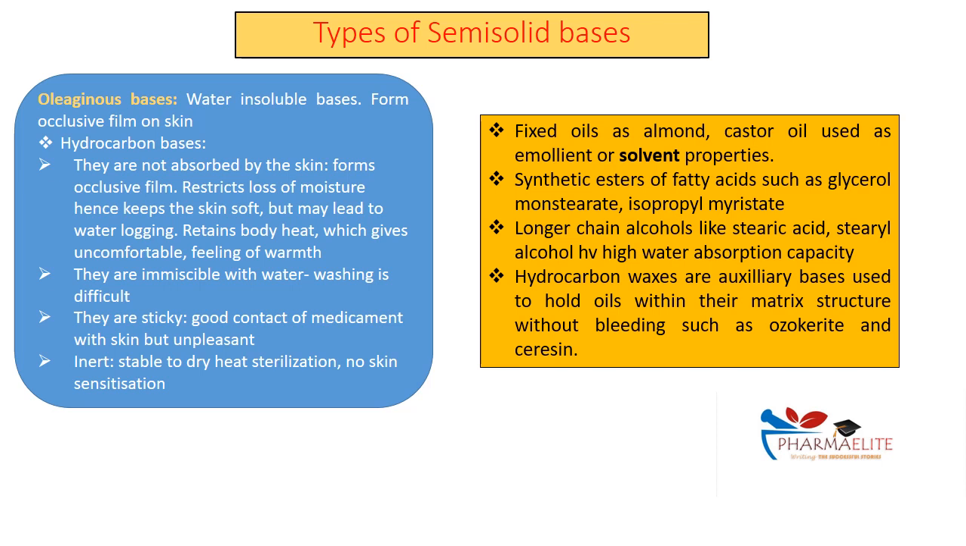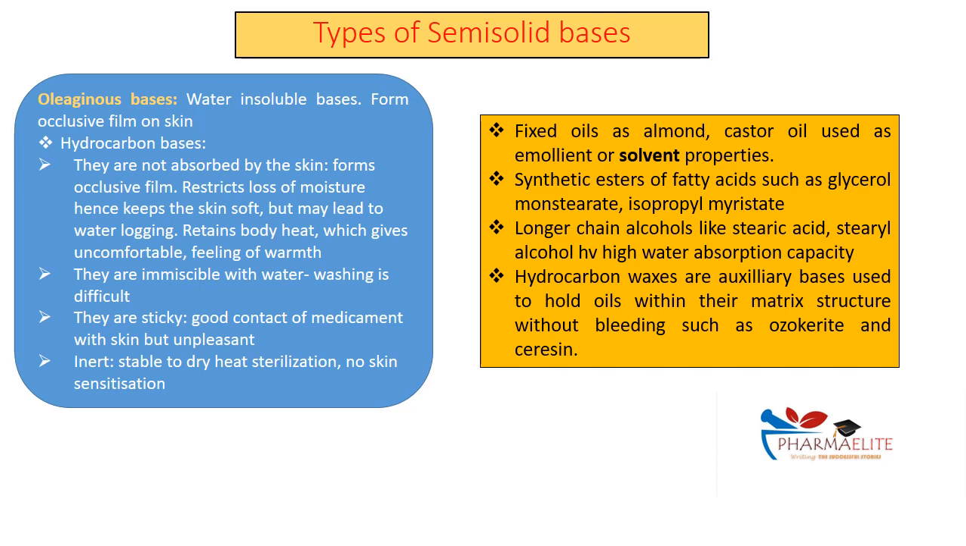So that's another unpleasant part of it. And your hydrocarbon waxes are auxiliary bases as well, so they hold oils within the matrix structure without bleeding, such as ozokerite and sericin. No need to get in depth with this. What we need to remember is the examples: your glycerol monostearate and isopropyl myristate.